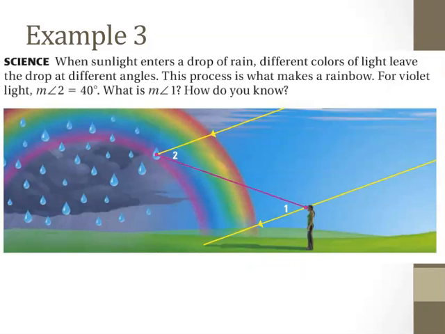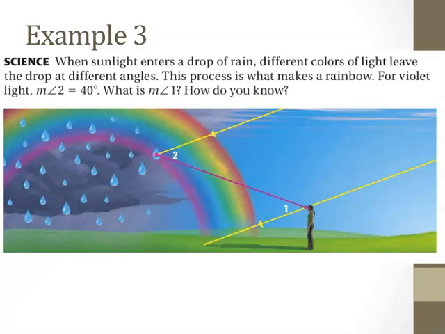Rain, different colors of light leave the drop at different angles. This process is what makes a rainbow. For violet light, the measure of angle 2, as is given in the diagram, is equal to 40 degrees. What is the measure of angle 1, and how do you know?